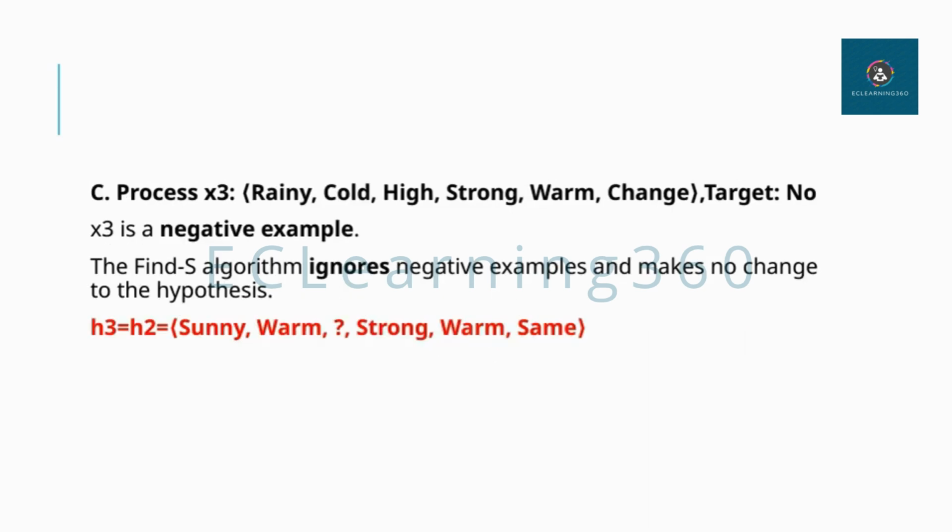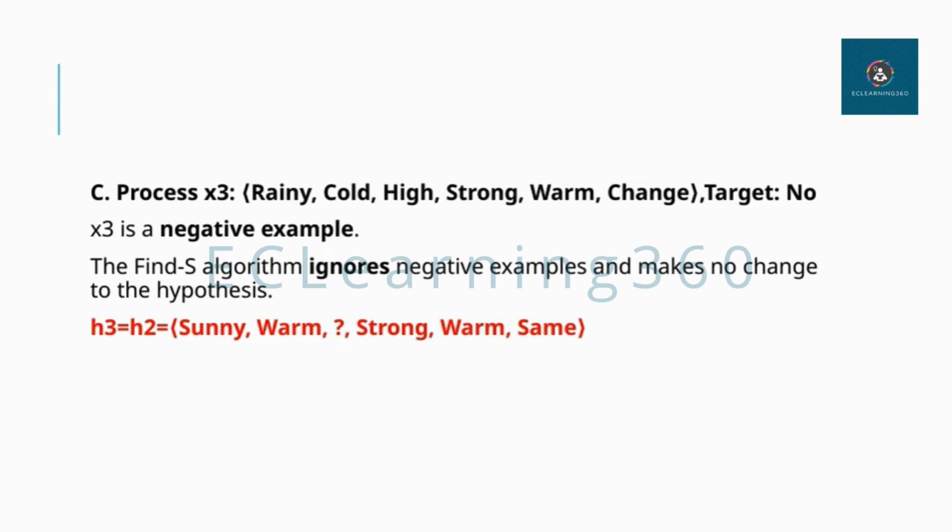Now let's look at the process when we encounter these negative examples. We have 3 instances with features like rainy, cold, high, strong, warm, and change, and the target is no. These are called negative examples. The important thing to note here is that the Find-S algorithm ignores these negative examples. It does not change its hypothesis when it sees them. Instead, it only updates based on positive examples. As a result, our hypothesis remains the same after processing these negatives, which is why H3 stays equal to H2, with the features sunny, warm, ?, strong, warm, same.